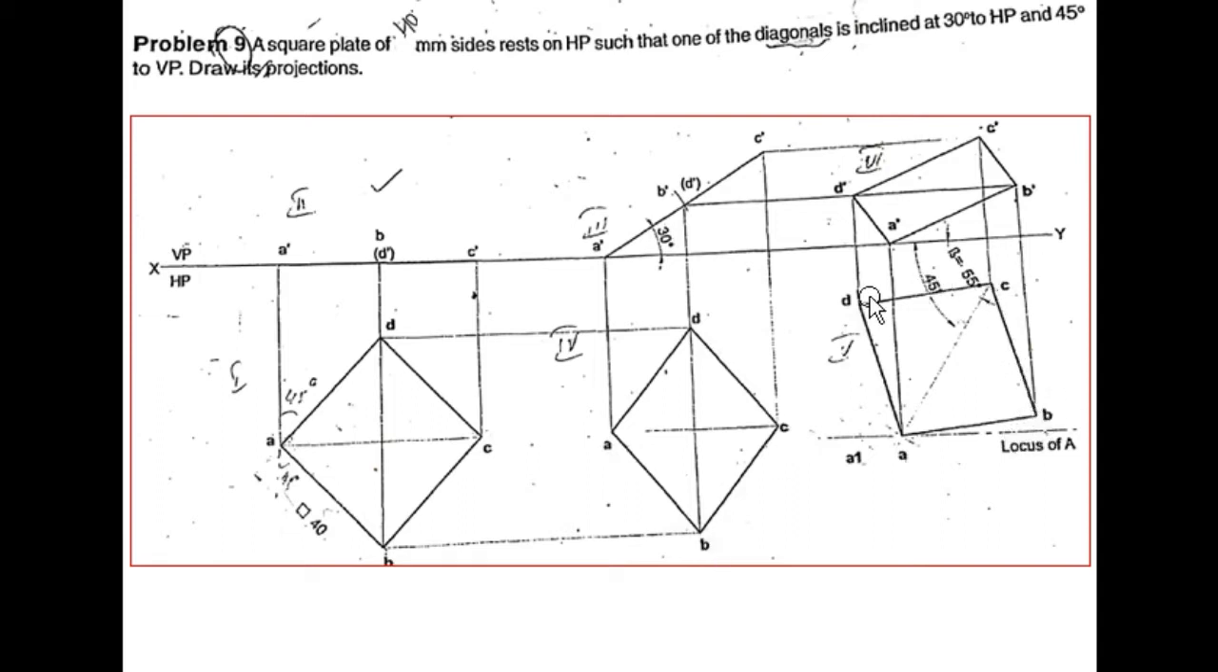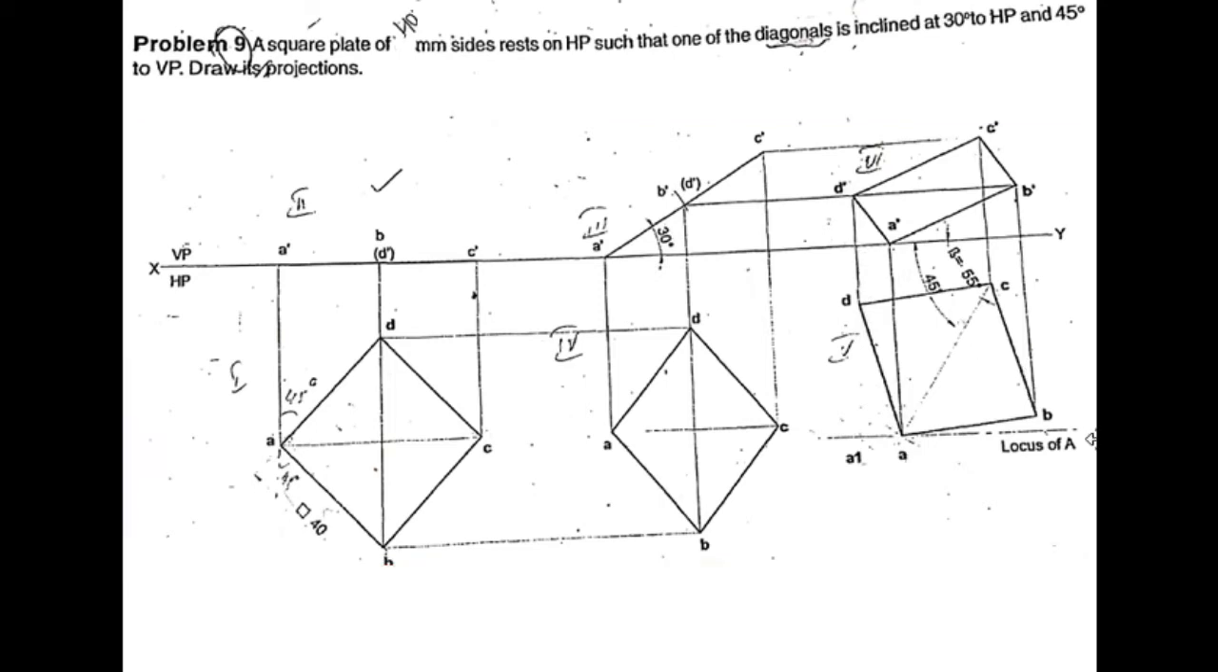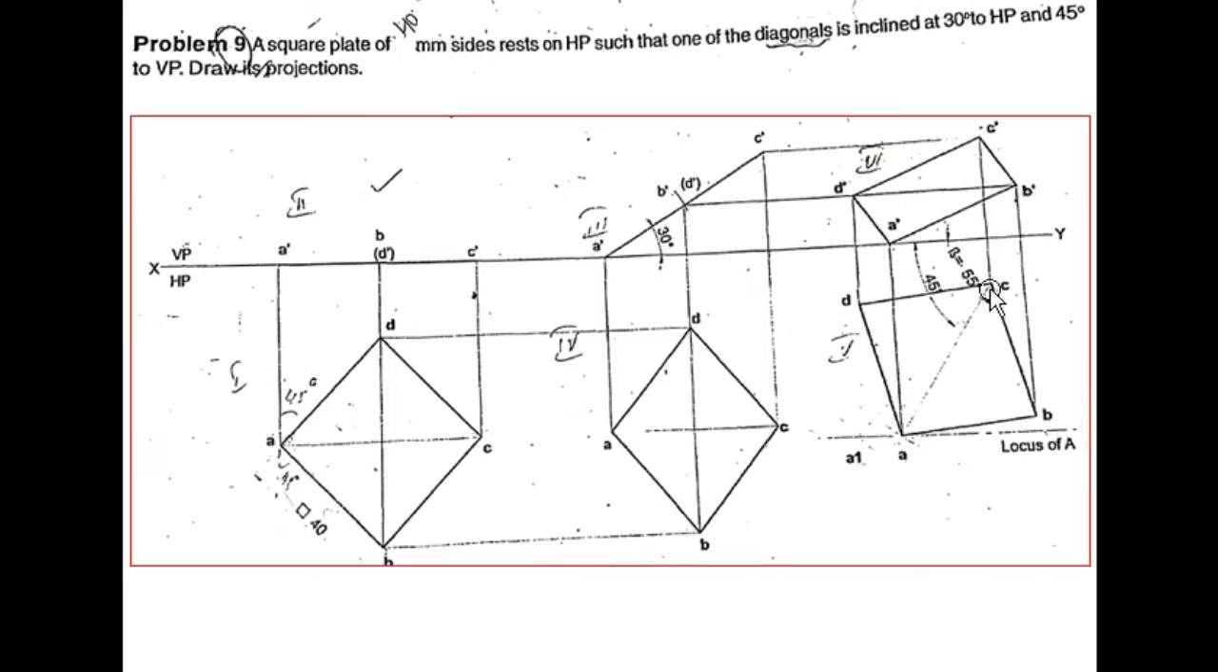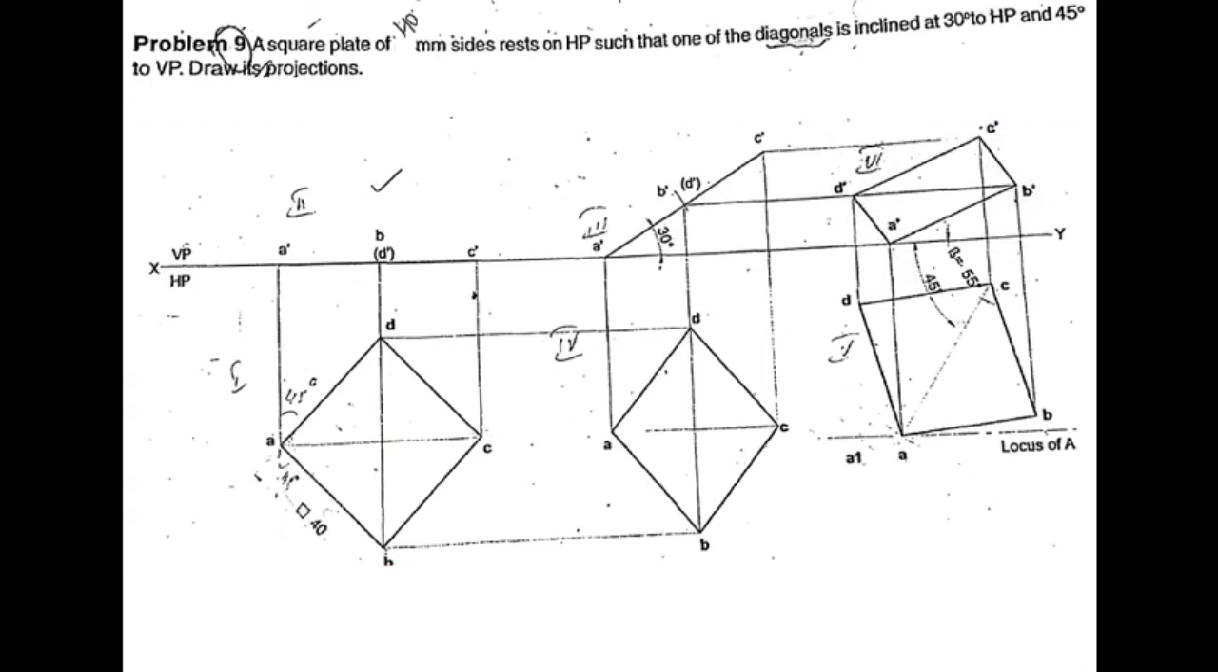So thereby joining all the corner points to get the final top view of a square lamina which has been inclined with respect to HP as well as VP. Next, as usual, extend the line upward. Where is A? A is here, A dash is here. So mark the point A dash. D, D dash. Similarly, B, B dash. C, C dash. That is how you have to mark the points and join the lines to get the final front view of a square lamina. That is how it has to be solved.